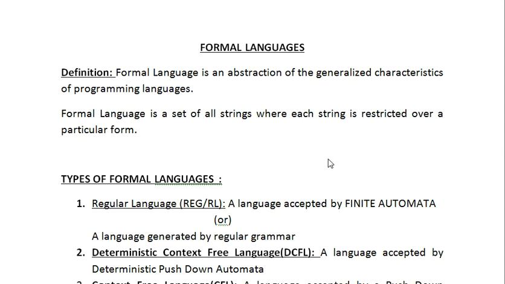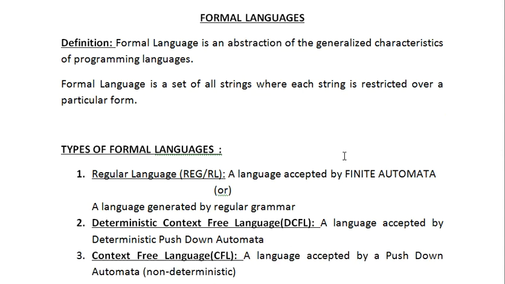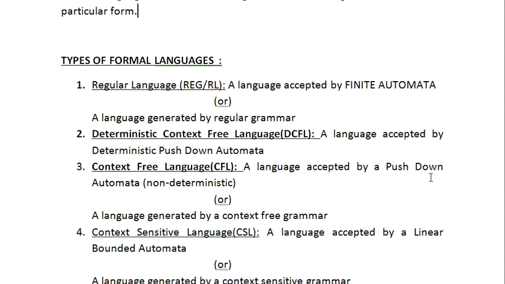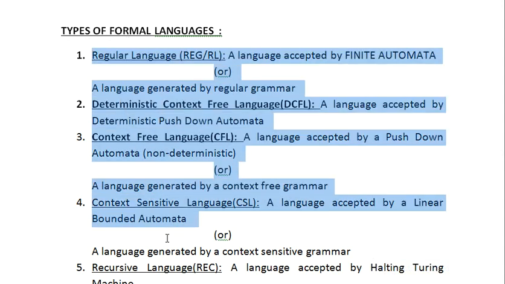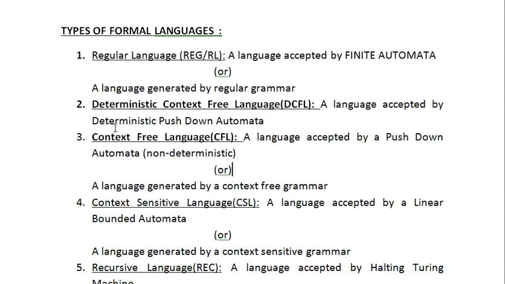It is not possible to explain each and every type over here, because to explain deterministic context-free language, you first have to understand the whole concept of regular language. You have to understand what a finite automata is, finite automata with output, without output, everything. That's why the entire types of formal languages have been divided into 5 units, and in each unit we will learn one language, one grammar and one word acceptor.